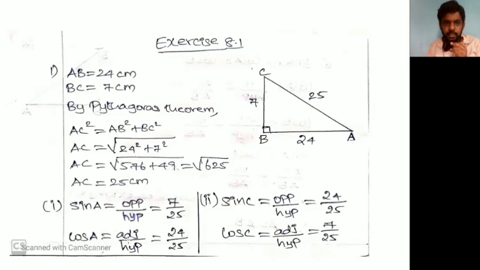And cos A is given by adjacent divided by hypotenuse. Again, this is the angle, so this will be your adjacent side, 24, divided by hypotenuse, which will never change, 25. So 24 divided by 25.